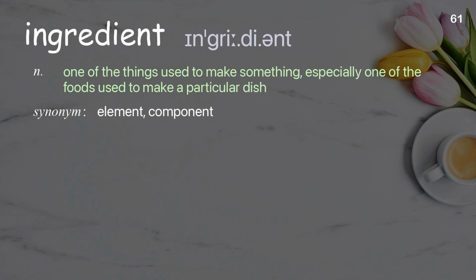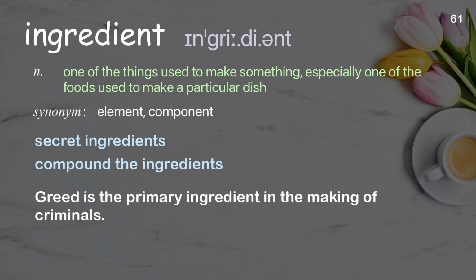Ingredient. One of the things used to make something, especially one of the foods used to make a particular dish. Examples: Secret ingredients. Compound the ingredients. Greed is the primary ingredient in the making of criminals.